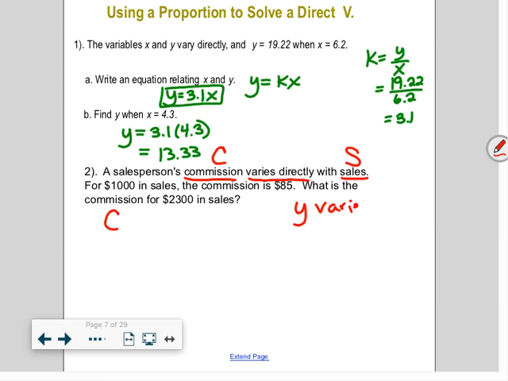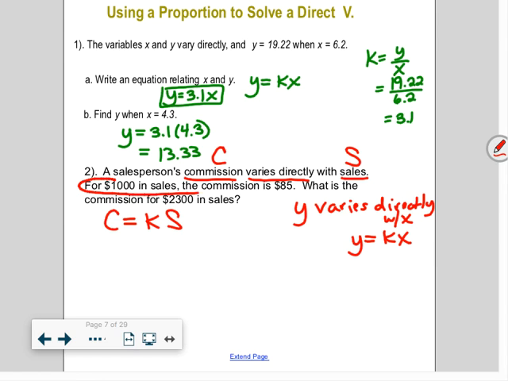Y varies directly with x, so we write y equals kx. Write that down. Y varies directly with x is y equals kx. So if I have commission varies directly with sales, I'm going to write it like this: commission, C, equals k times S.